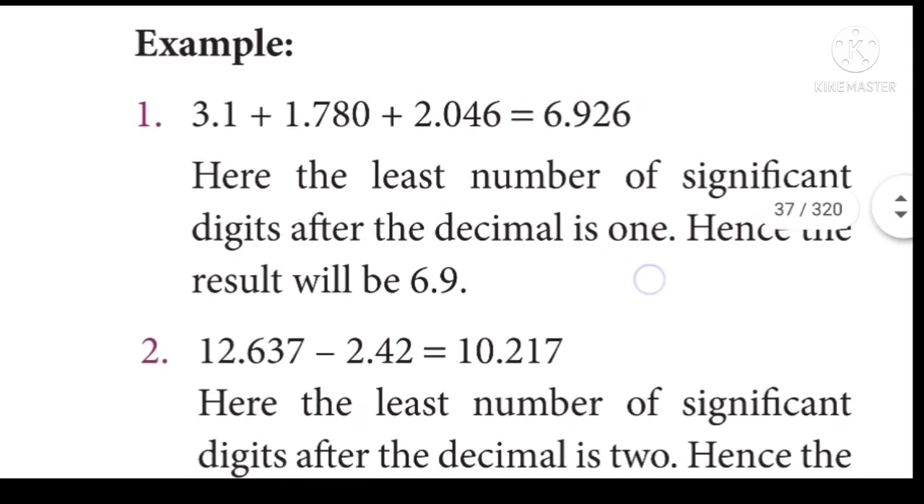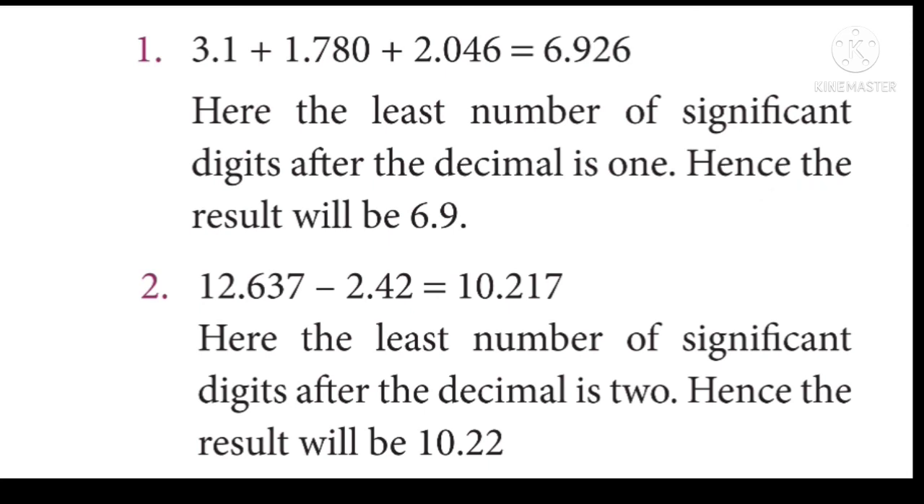And next, see the subtraction. 12.637 minus 2.42 is equal to 10.217. How can the result be rounded off? It can be rounded off by checking the least number of digits after the decimal in the given numbers. The least number of digits after the decimal in the given numbers is what? 2. So according to that, the result should be rounded off. So after rounding off, the result will become 10.22.